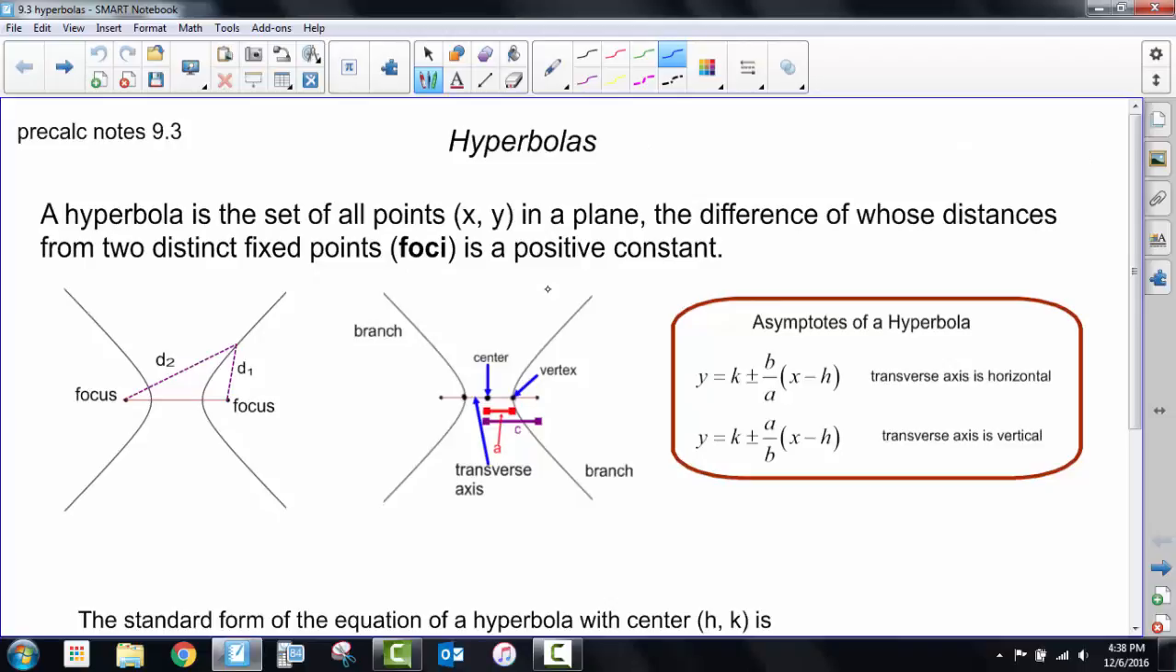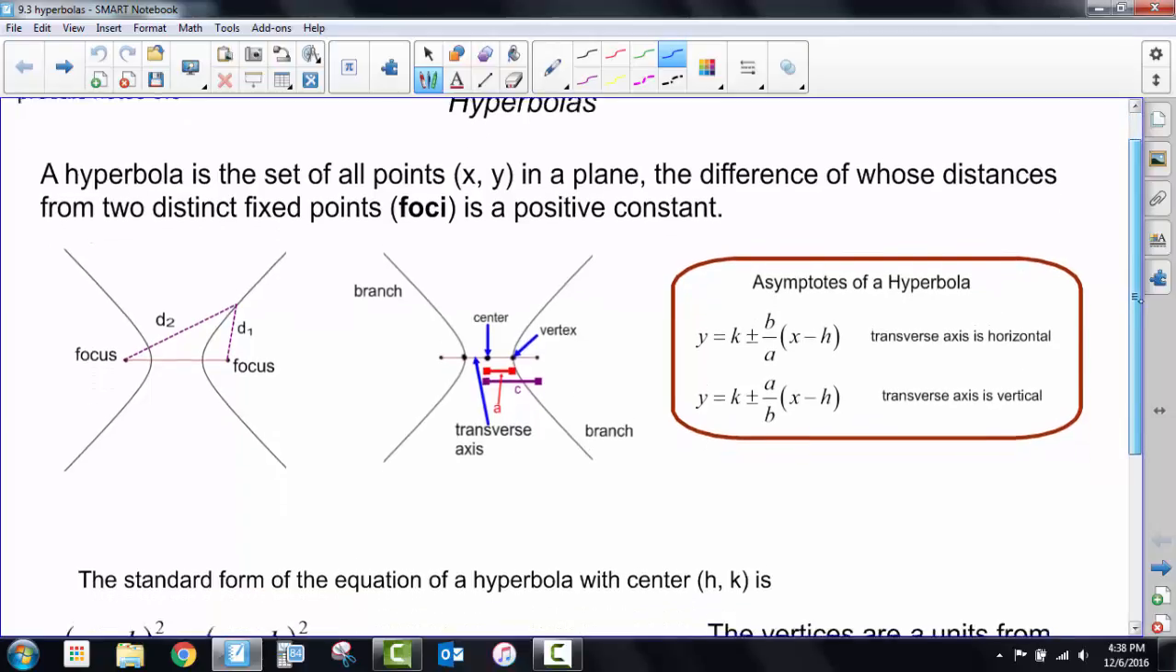First of all, the definition of a hyperbola is the set of all points in a plane where the difference of whose distances from two distinct fixed points, called the foci, is a positive constant. I find that definition a little bit difficult to grasp at times, but what we're talking about when you see these D1 and D2 values is that the difference between them is constant. Again, kind of hard to grasp that, but we're going to show you some ways to graph without having to worry too much about that particular definition.